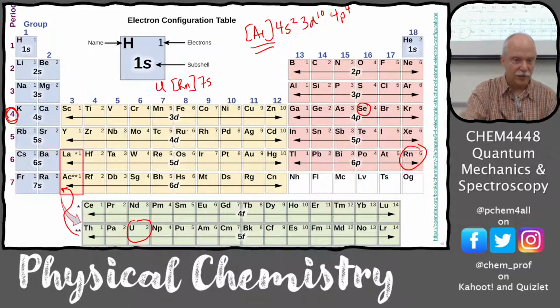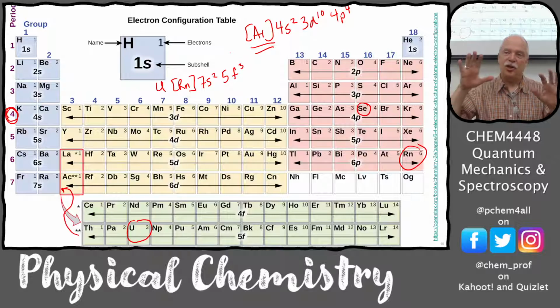Then we're going to go, this is the 4f, and this is the 5f. So 7s2, and then 5f3. So that's a good initial guess. It might not be exact, because the f's and the d's, when you get that far out from the nucleus, might switch around, but that's a good initial guess at the electron configuration for uranium.